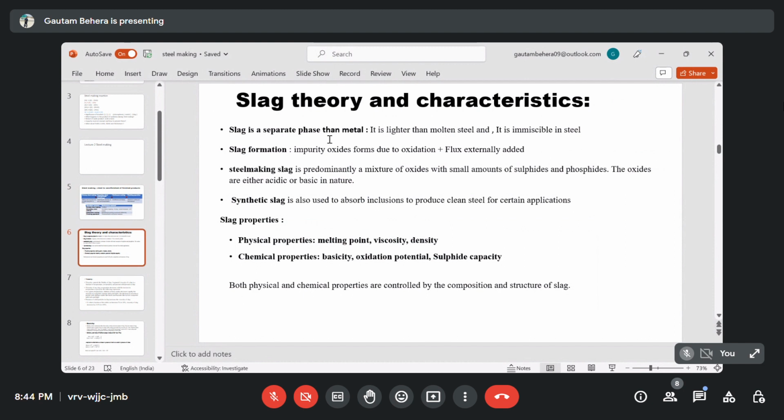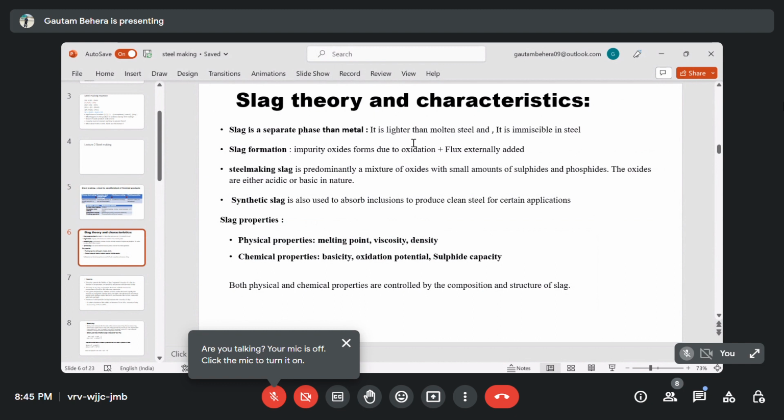Metallic phase, if you remember, means only elemental form substance will be there, right? But slag contains oxides basically, or compounds, either oxides, sulfides, phosphides, silicates, all in compound form, right? But in metallic phase, always elemental form will be there. If something in the metallic phase becomes a compound, it will go to the slag phase slowly. And we understand slag is lighter than molten metal or molten steel here, and it is immiscible in steel.